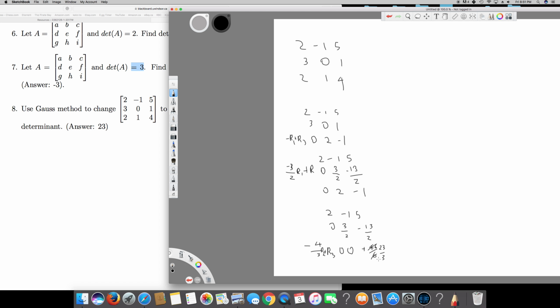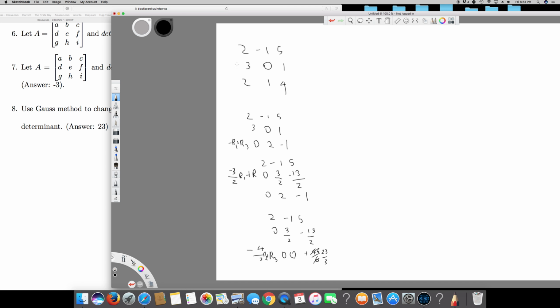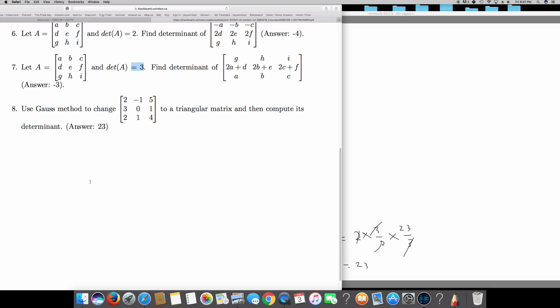And according to the determinant law, if we have a triangular matrix, we can simply multiply the diagonal to get the determinant. So let's multiply the diagonal: 2 multiplied by 3 by 2 and 23 by 3. So the 3s cancel, the 2s cancel, and we get 23. That's our final answer. Let's check the answer. 23. Oh wow, we did it right.